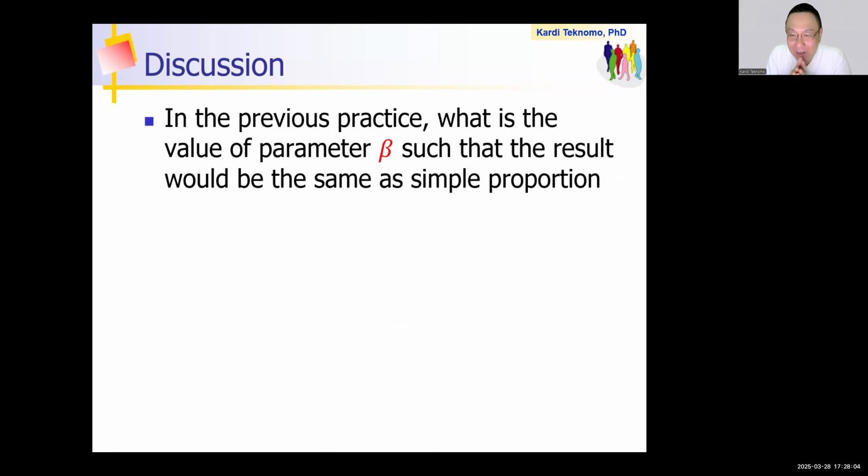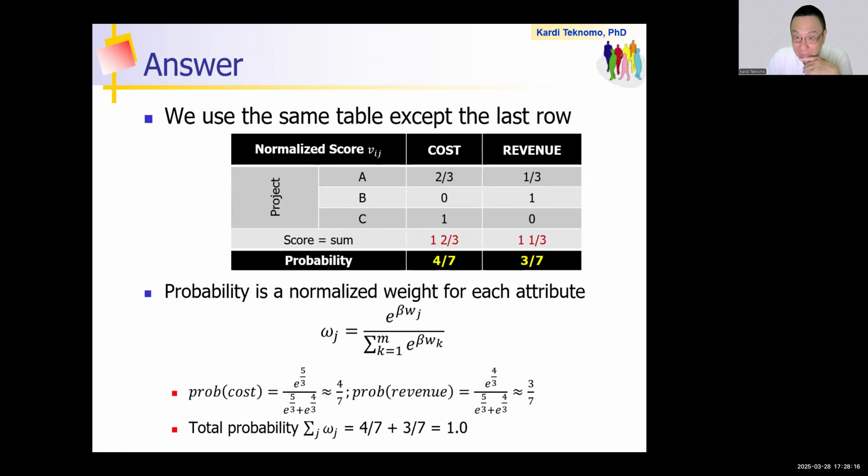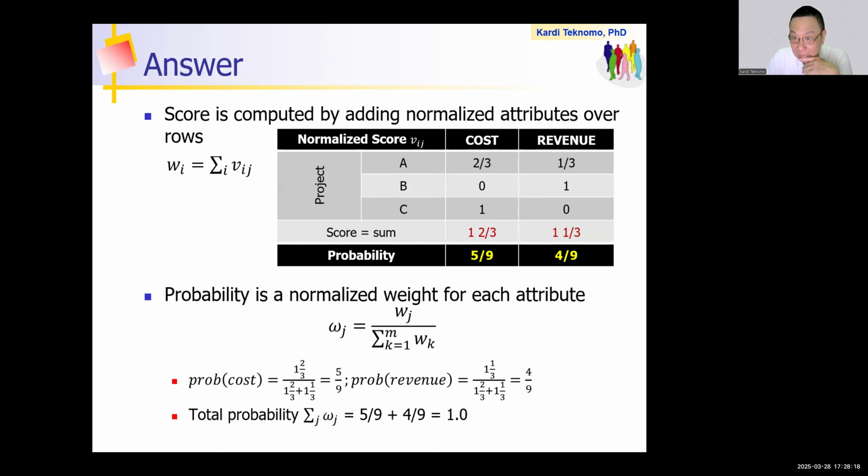Now, my question. Can you make the beta so that it is the same as the simple proportion? What is the value of simple proportion a while ago? This one. Can you see? This is the simple proportion, right? With this 5/9 and 4/9. Okay, so if you calculate using simple proportion, this is the probability.